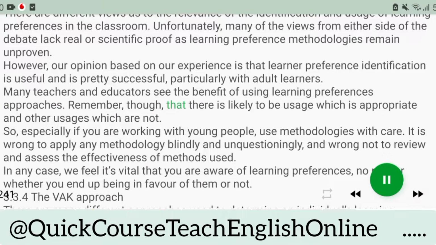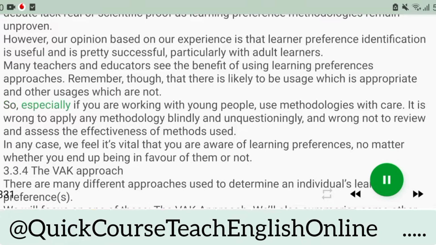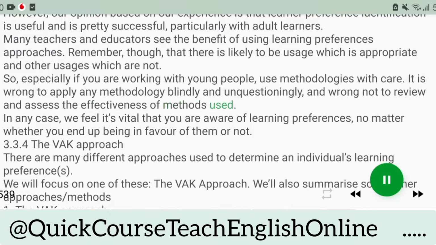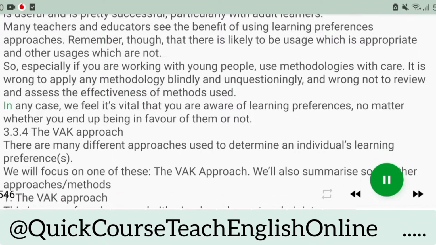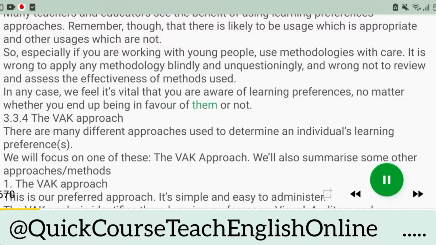Remember, though, that there is likely to be usage which is appropriate and other usages which are not. So, especially if you are working with young people, use methodologies with care. It is wrong to apply any methodology blindly and unquestioningly, and wrong not to review and assess the effectiveness of methods used. In any case, we feel it's vital that you are aware of learning preferences, no matter whether you end up being in favor of them or not.